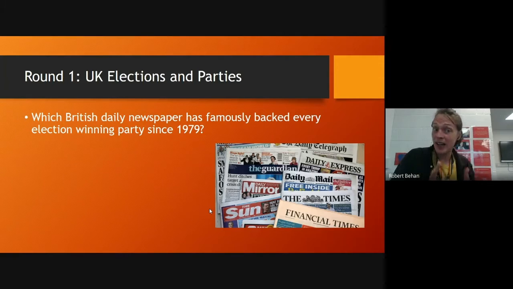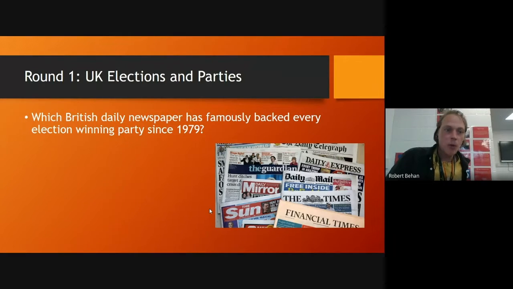So the question is, which British daily newspaper has famously backed every election-winning party since 1979? There have been 11 elections since 1979. Some of them have been won by Labour, some of them have been won by the Conservatives. This newspaper, and it is one of the ones which you can see in the picture, has famously backed the winner every time. Could it be?